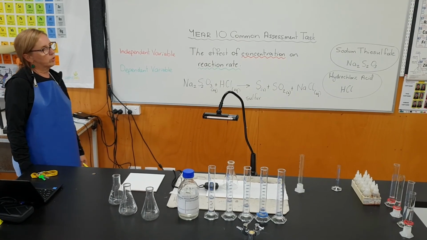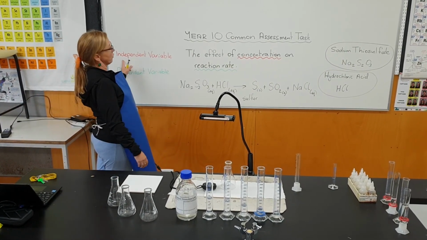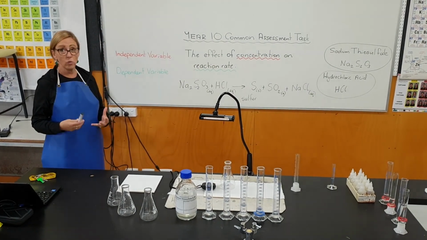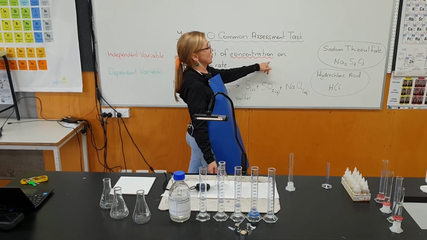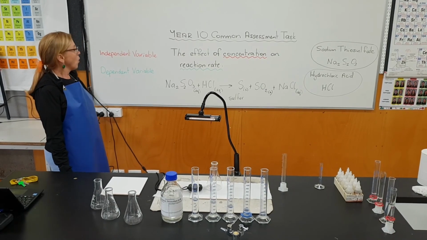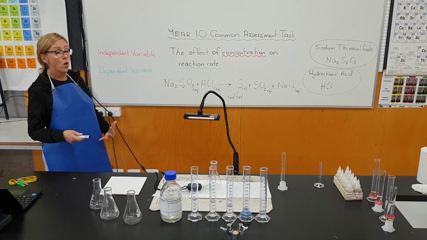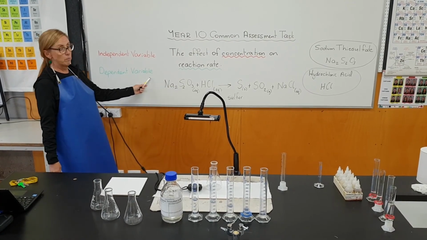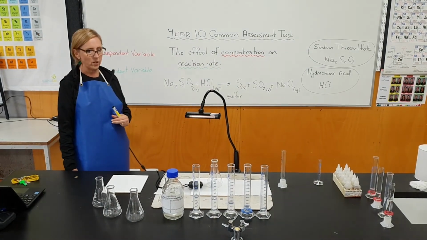Just a word on independent and dependent variables. The red here that I've got written, independent variable, is the one that we as the experimenter are changing. So we're actually changing the concentration of the sodium thiosulfate. What we're actually going to measure, and we're going to do this by measuring time, is the reaction rate. Now the variable that we measure is called the dependent variable. Okay, so let's get started.